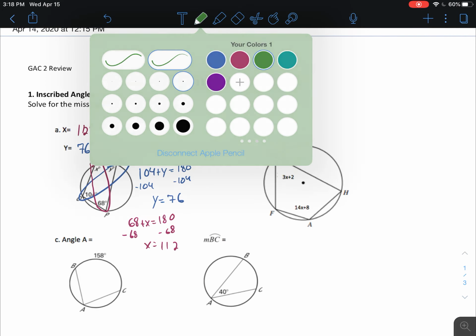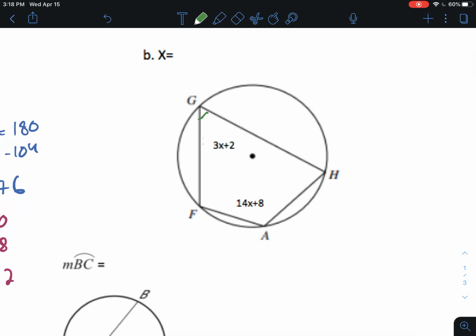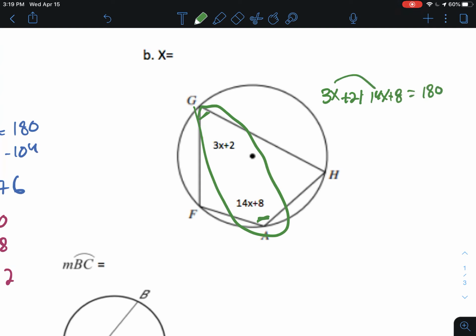Letter B. If we take a look at letter B here, again, inscribed angles that are across from each other in a shape. So it's the same property. This time it's just got variables in it. So 3x plus 2 plus 14x plus 8 is equal to 180. So 3 plus 14 gives us 17x. 21 plus 8 gives us plus 29.